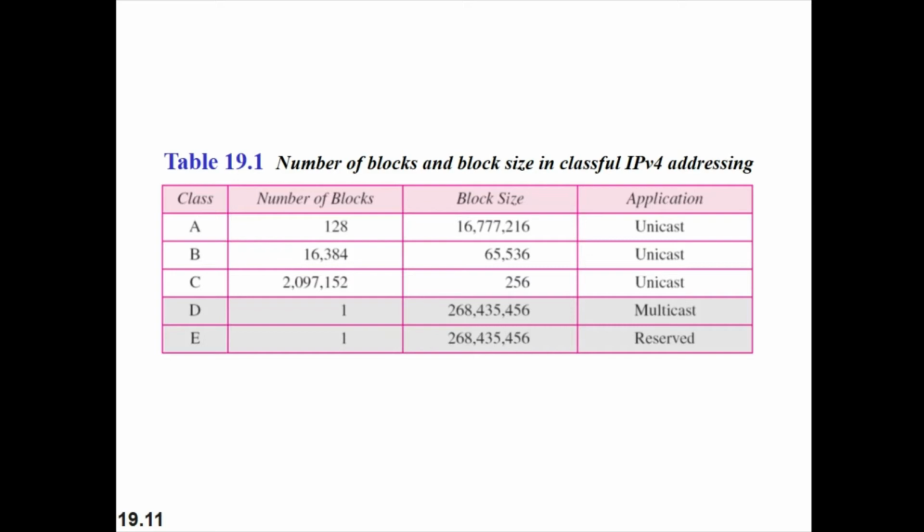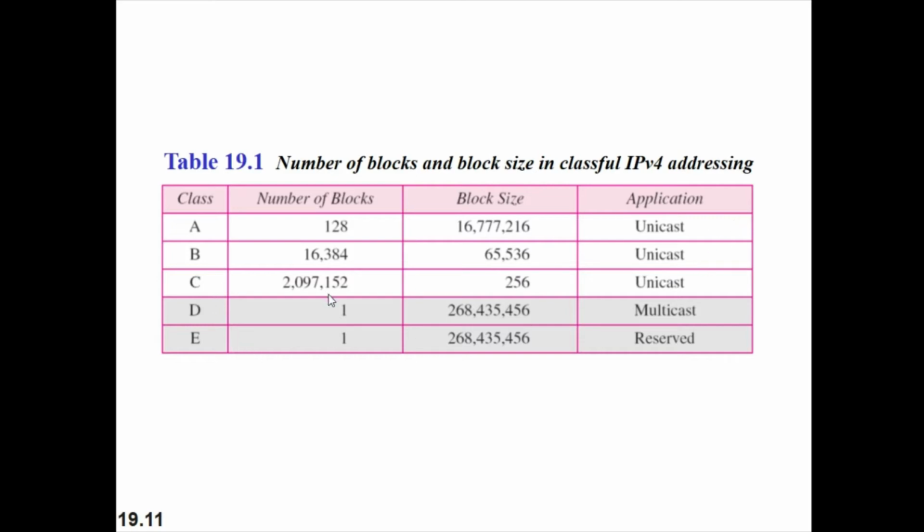This table shows you the number of blocks and block size in classful IP address for version 4. For class A, the number of blocks is equal to 128. Block size is 16,777,216, and the application is unicast. You still remember the unicast, multicast, broadcast. Then for class B, we have 16384 for the number of blocks and 65,536 block size, used for unicast.